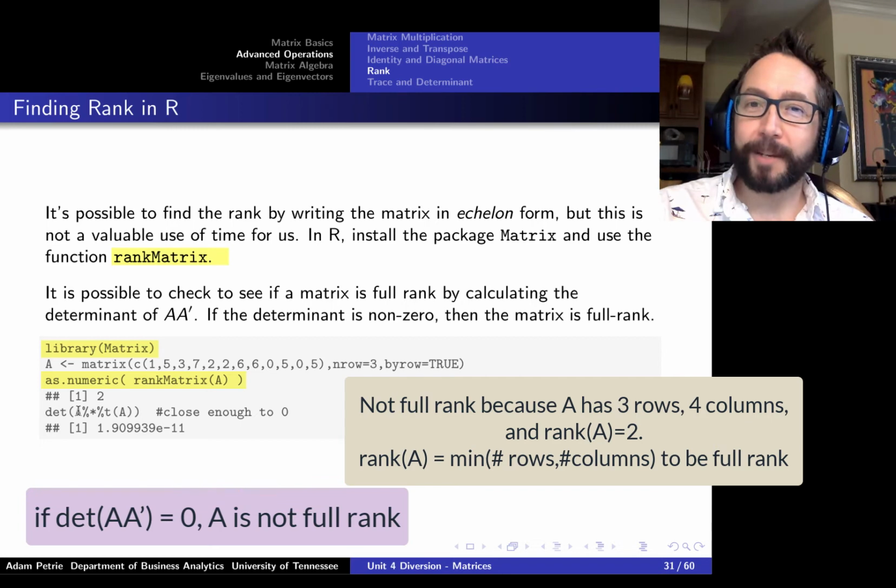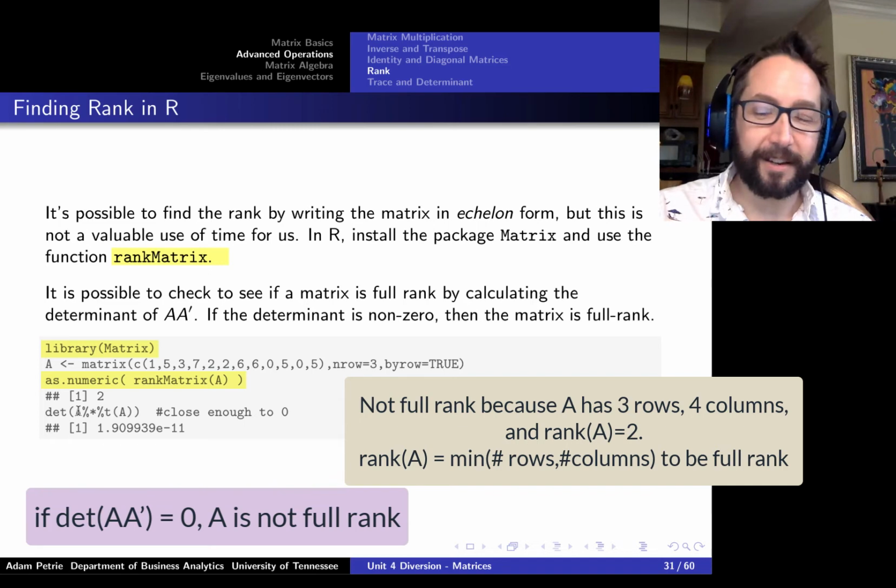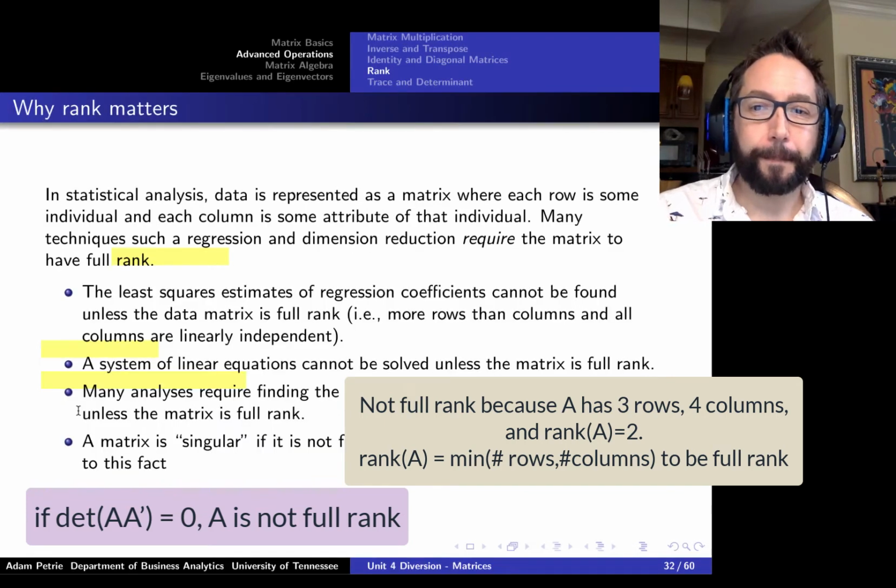If you take the determinant of a square matrix, if it's equal to 0, it's not full rank. If you're dealing with a non-square matrix, if you take that matrix, multiply it by its transpose, and the determinant of that is equal to 0, you're dealing with a matrix that's not full rank here.